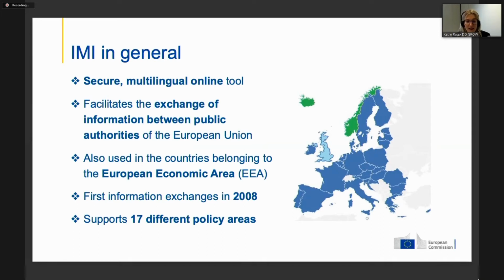So IMI is 13 years old. The first information exchanges took place already in 2008. And by now, it supports 17 different policy areas and is continuously growing. Next slide, please.